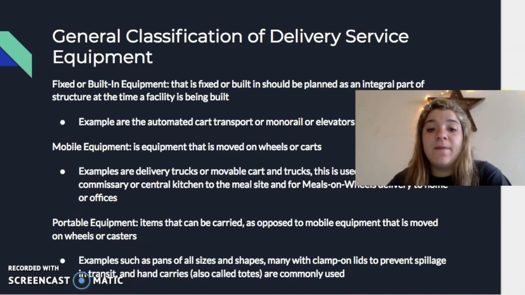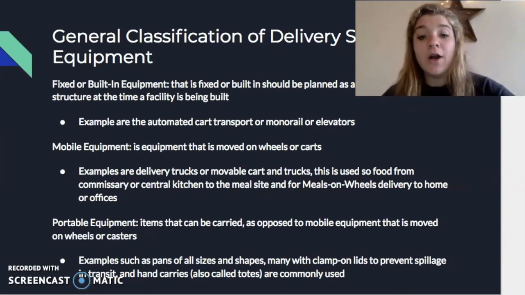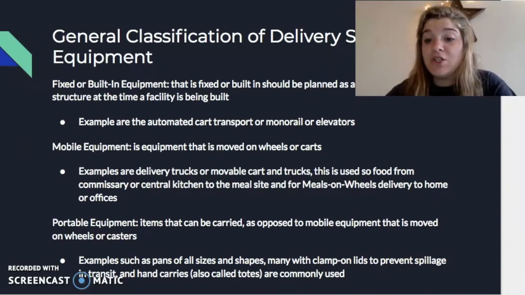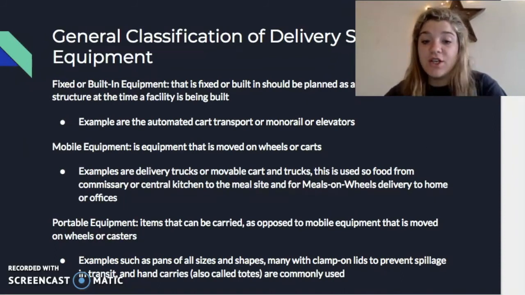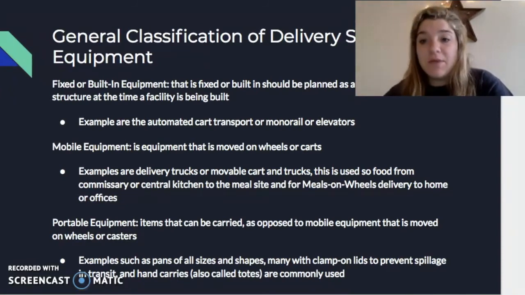Fixed or built-in equipment should be planned as an integrated part of the structure at the time of the facility being built. An example of this would be automatic cart transport or monorail or even elevators. Mobile equipment is equipment that's moved on wheels or on a cart, for example, delivery trucks or movable carts and trucks. This is used for food in a centralized kitchen so it can get to its meal site, for example, Meals on Wheels that can be delivered to a home or an office site.